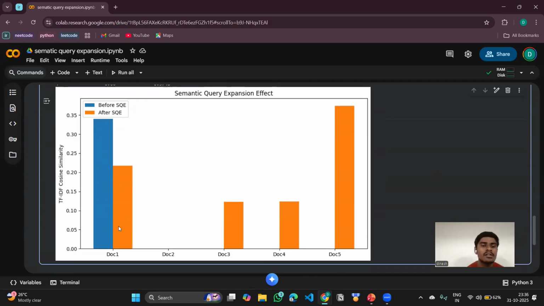But after doing the semantic query expansion, we can find doctor in doc 3 as physician, doc 4 as surgeon, like that. With the similar meanings, we can find them. So semantic query expansion is very helpful for finding results in the real world. Thank you.